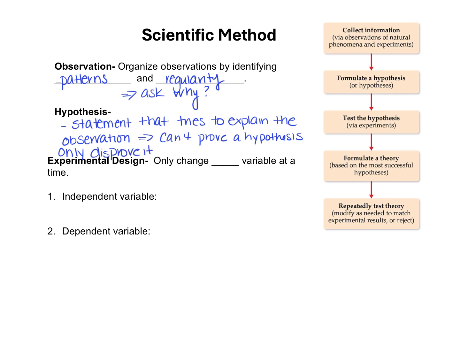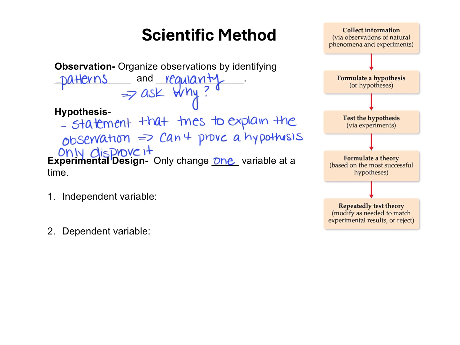Now, we test a hypothesis by designing an experiment. And designing an experiment, just honestly, as a scientist, is what I spend most of my time doing. The big thing about experimental design that you need to remember is you only change one variable at a time. Now, we've got two different variables that we talk about when we talk about experiments.